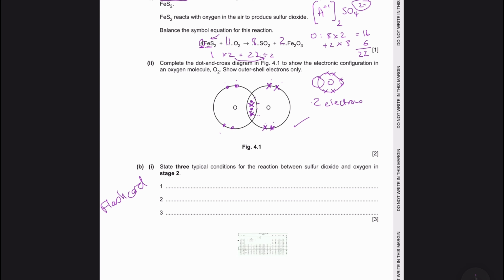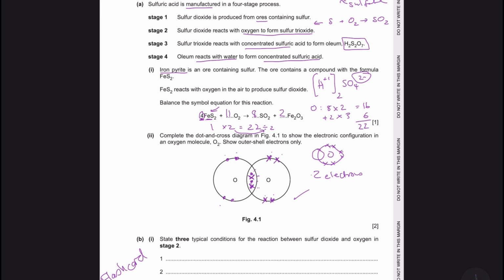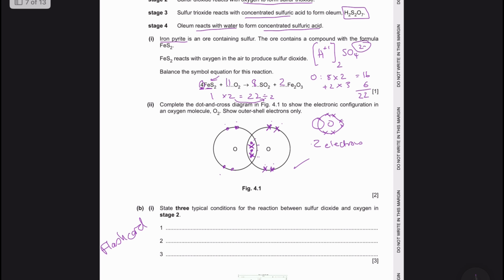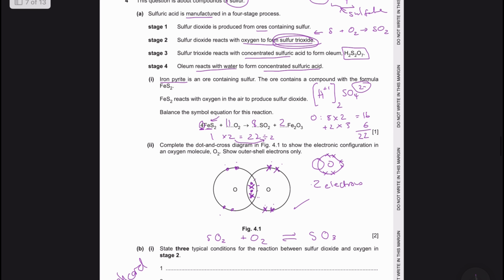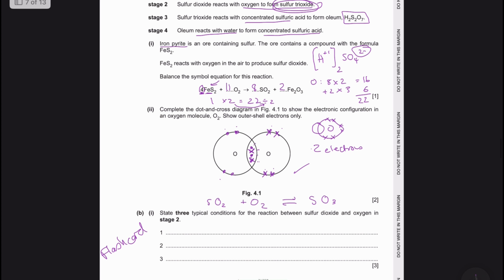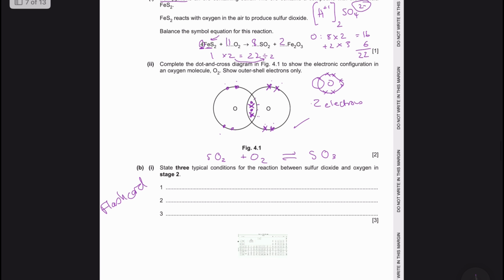So the contact process to make sulfur trioxide: sulfur dioxide reacts with oxygen to form sulfur trioxide. So sulfur dioxide plus oxygen, and this is the reversible reaction part, which makes sulfur trioxide. This is said in the question right at the top. So this is actually the equation. It is reversible. It is not balanced though, unfortunately, but we'll worry about that in the next question.